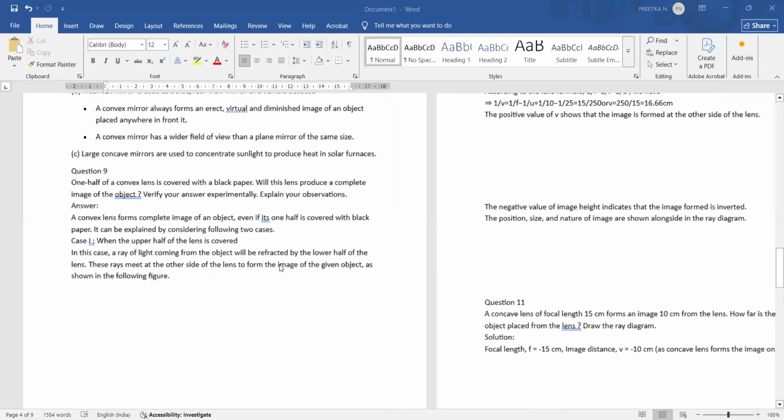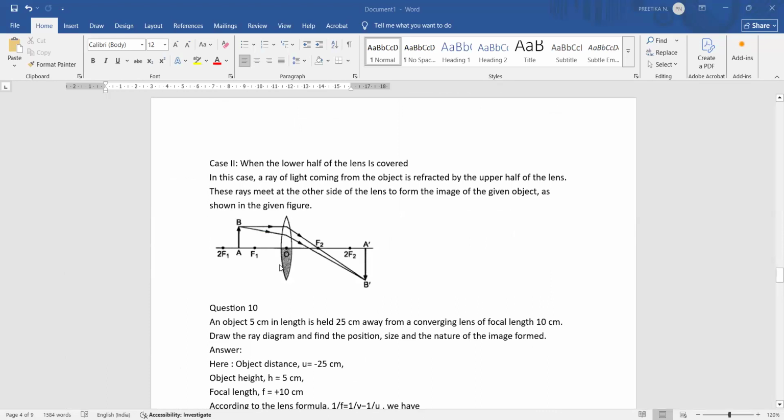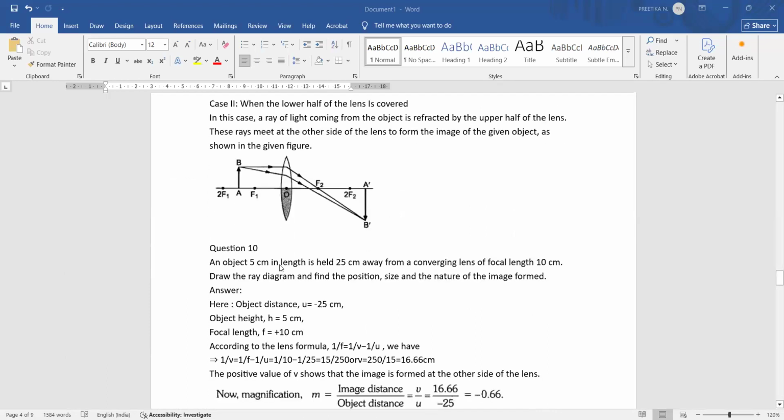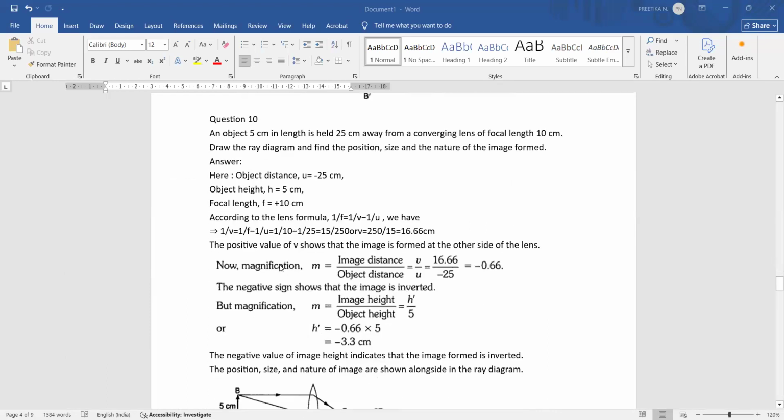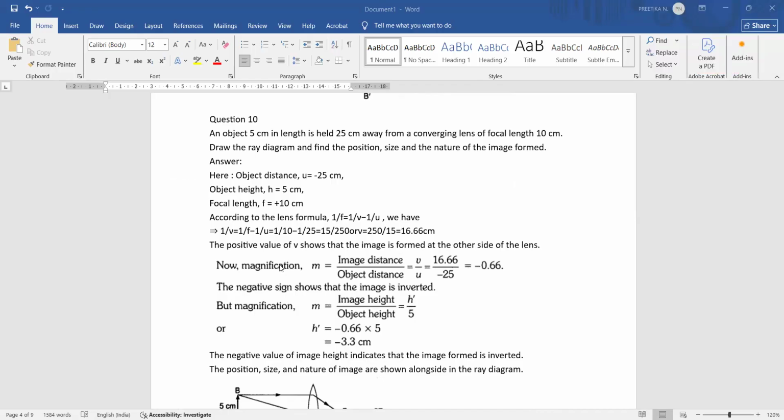The next question we are having is simply, there is an object which is 5 centimeter in length. So what is given? There is an object 5 centimeter in height. Height of the object. It is held 25 centimeter away. Object distance from the converging lens of focal length 10 centimeter.